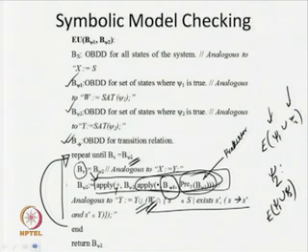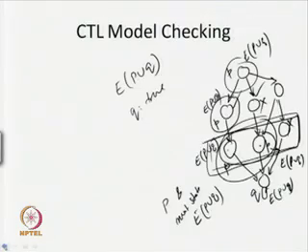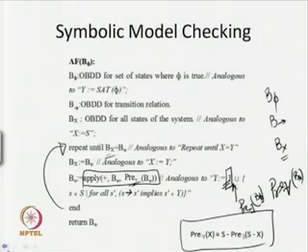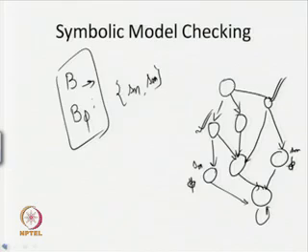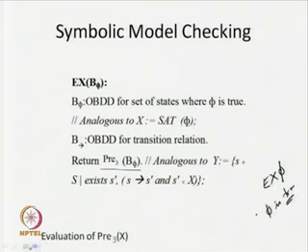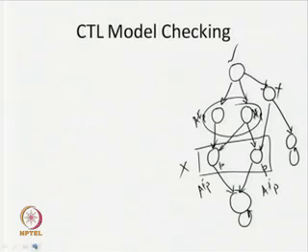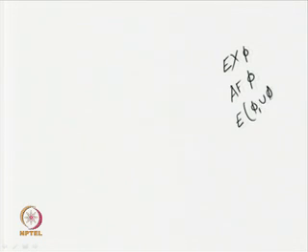So, you just see that all these three operators, what are the operators that we are talking about? Here three operators we are talking about. So, we are talking about three operators: EX phi, AF phi and E phi 1 until phi 2.